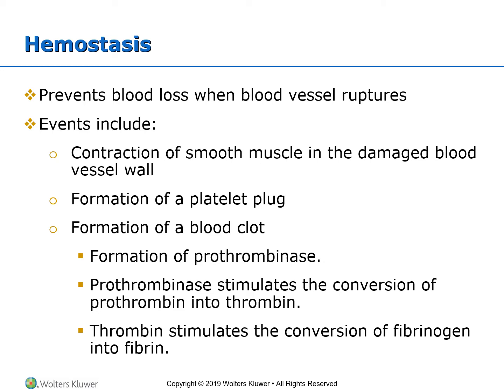The second step will be the formation of the platelet plug. And this is the result of activation of platelets. They will adhere to each other and they will stick to the injury and will form a temporary plug. However, this temporary plug is unstable, not strong enough to allow for the healing of the injury. In order to heal the injury, we'll need to form a permanent blood clot, and this is the result of the coagulation process.